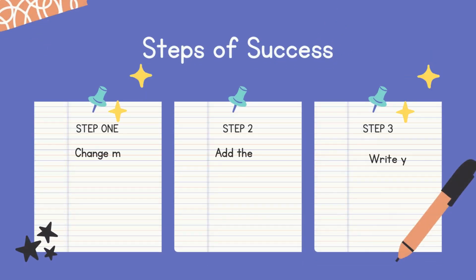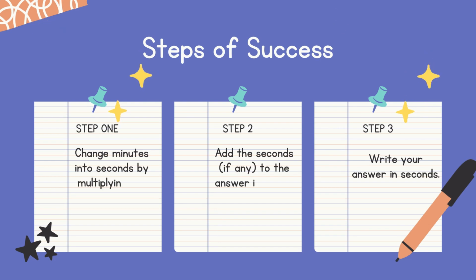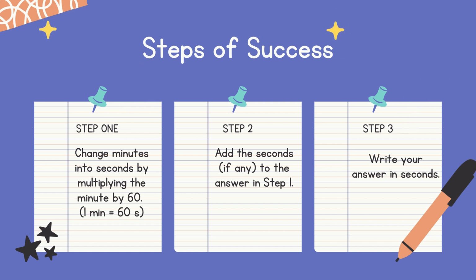Now, what are the steps of success? There are 3 steps altogether, simple. Step number 1, we are going to change the minutes into seconds by multiplying the minutes by 60. This is because we're using the rule of 1 minute is equal to 60 seconds.